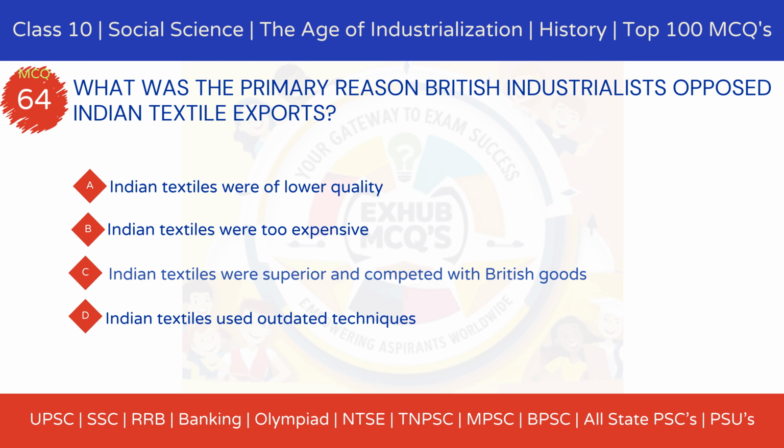What was the primary reason British industrialists opposed Indian textile exports? Option A. Indian textiles were of lower quality. Option B. Indian textiles were too expensive. Option C. Indian textiles were superior and competed with British goods. Option D. Indian textiles used outdated techniques.